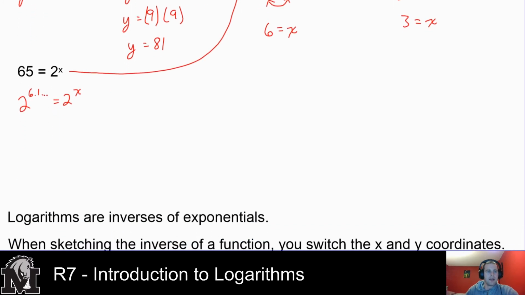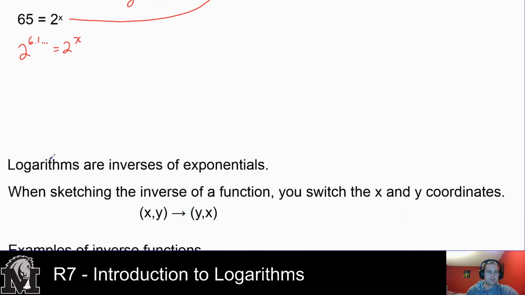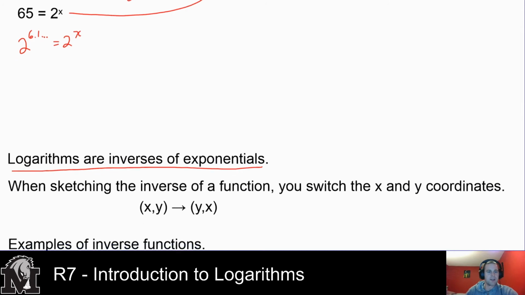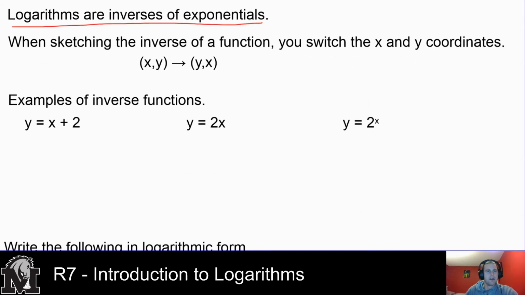So what we need is actually a logarithm. And logarithms are the inverses of exponentials. So if we have an inverse process, we can end up solving for this x here. So if I were you, I would highlight this: logarithms are inverses of exponentials.